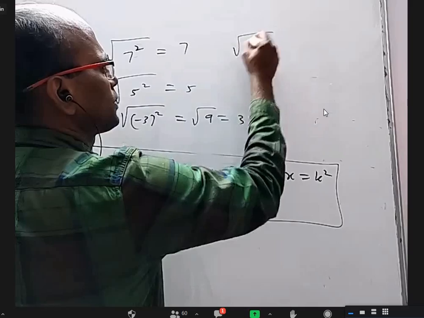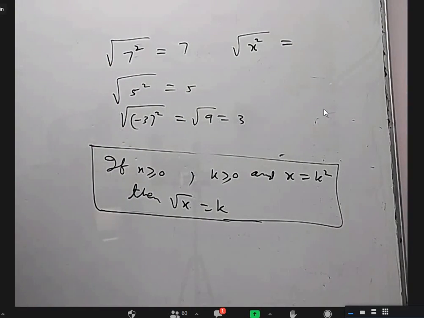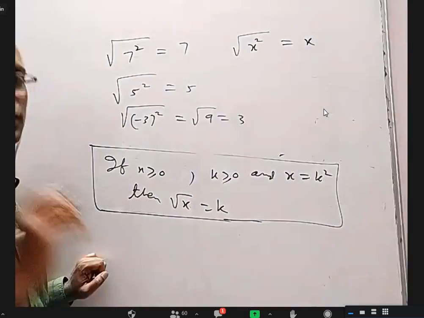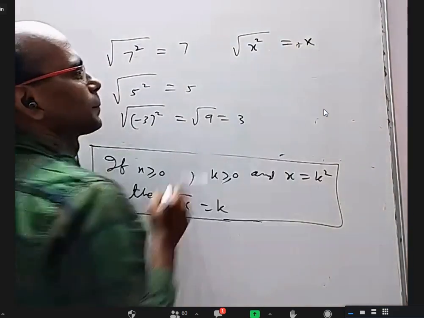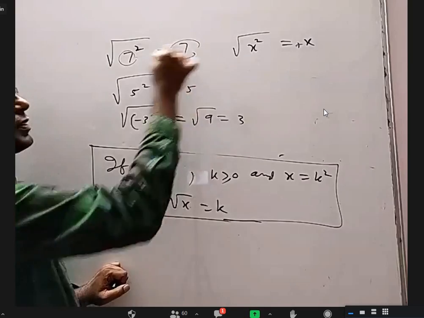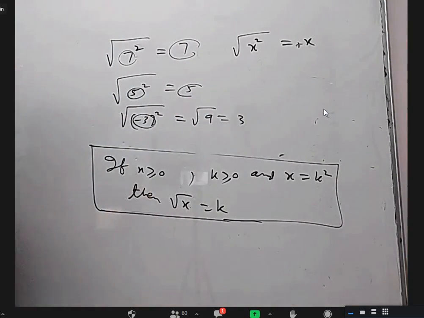Now tell me, root x square. What should I write? X? If somebody is saying plus x, plus x is also not correct. Modulus of x. Because here when x is 7, the answer is 7. Here when x is 5, the answer is 5. But when x is minus 3, is the answer x only? No, right? Modulus of x.